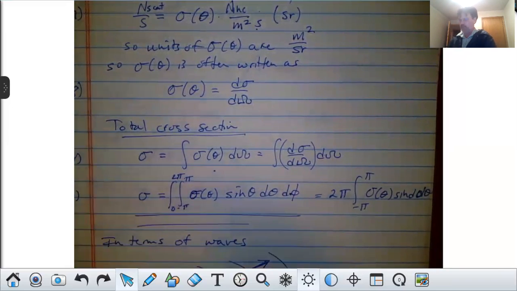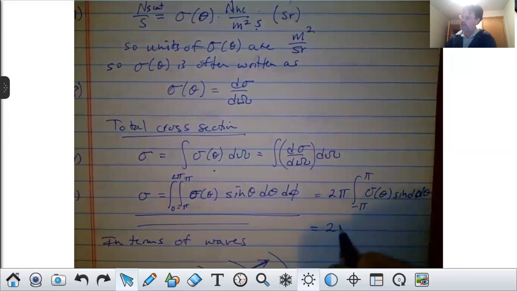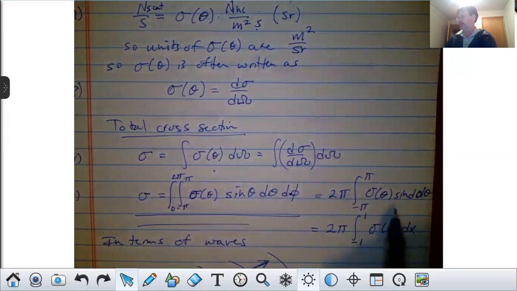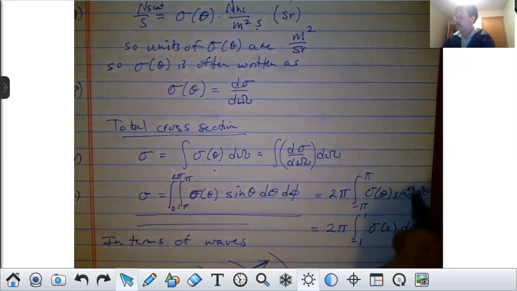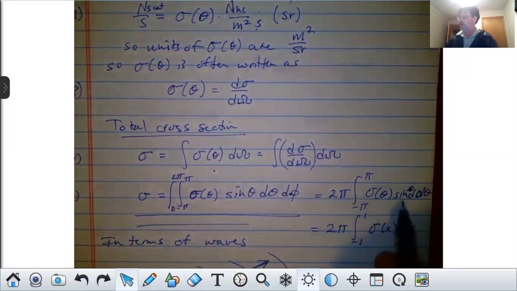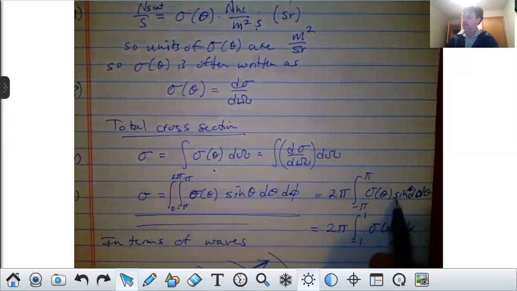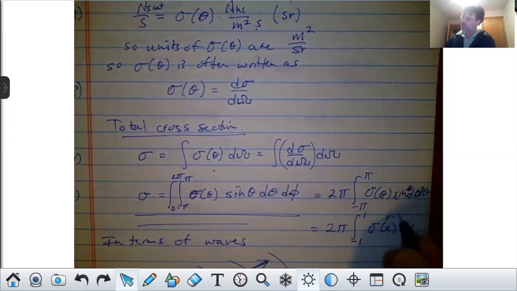Last thing here, just a little mathematical thing. If I make a change of variables, I can write this integral as negative 1 to 1 of sigma of x dx. By that I mean sine of theta d theta. I basically change variables to sine of theta, and so this means that my differential cross-section will probably depend on sine of theta in some way. So I really should put x is equal to sine of theta.